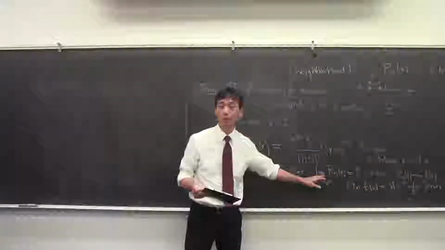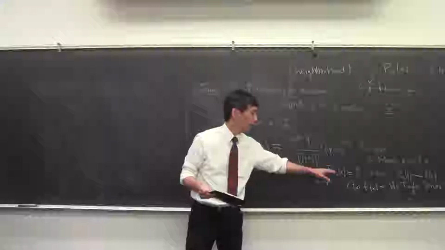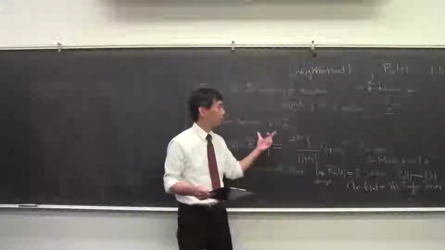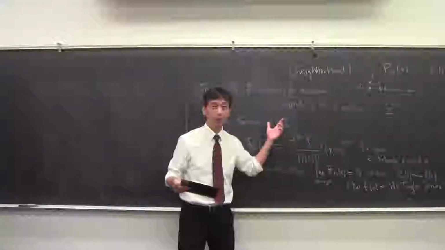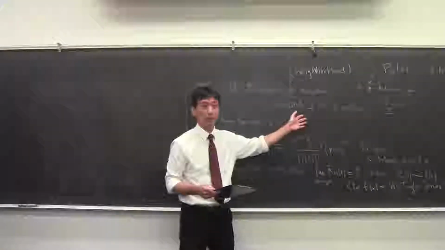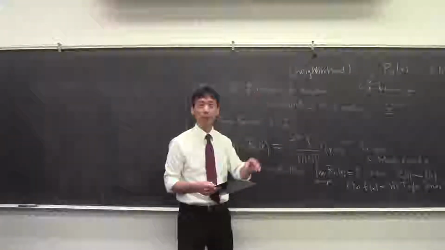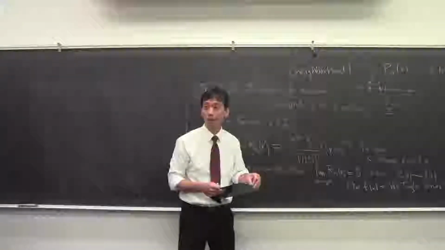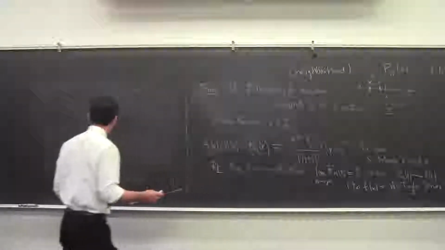This is going to be the use. If we can show that this remainder goes to 0, then our goal is achieved. Our Taylor series actually does give you back your function. Okay, so let's see how we do that.